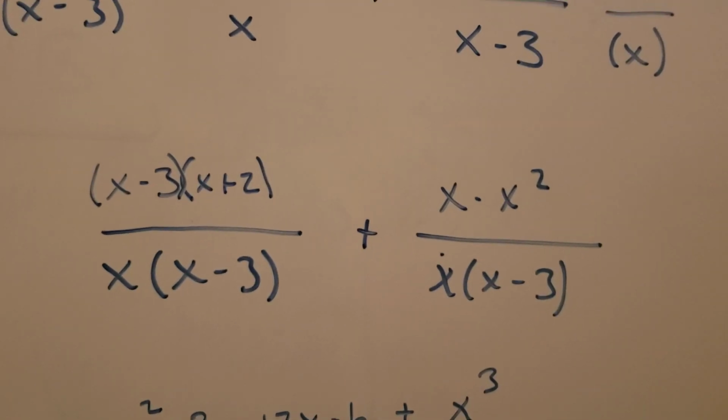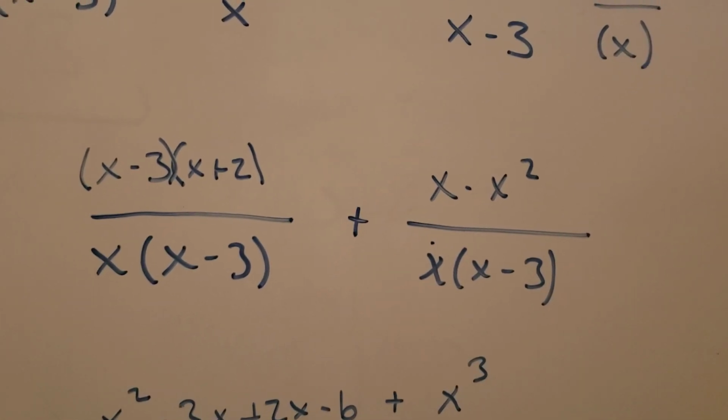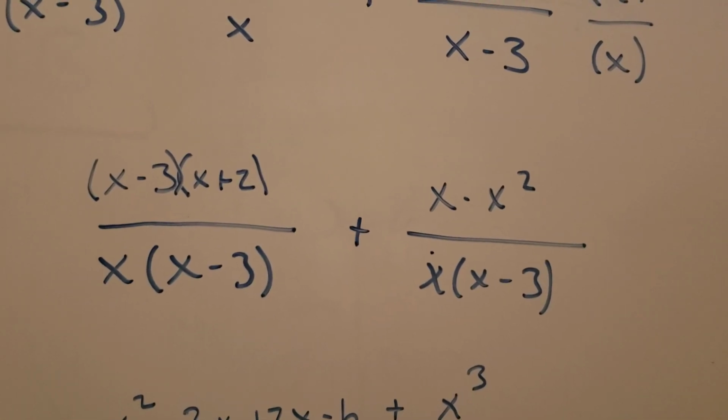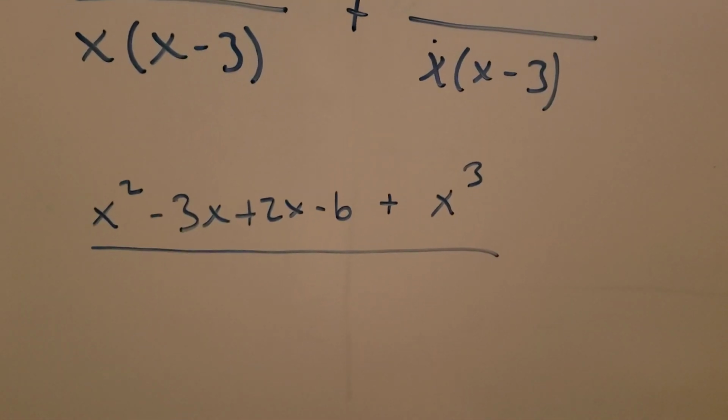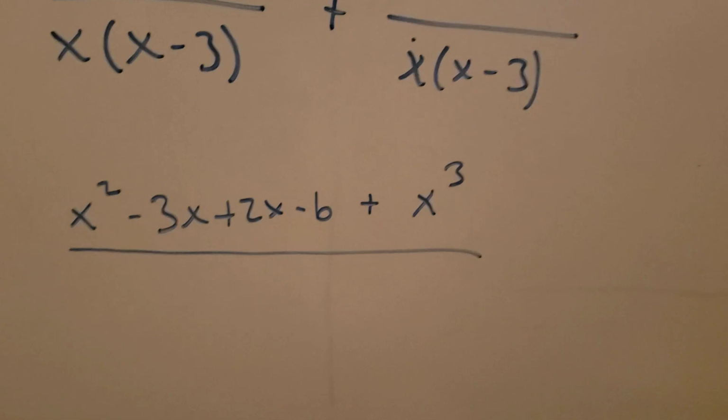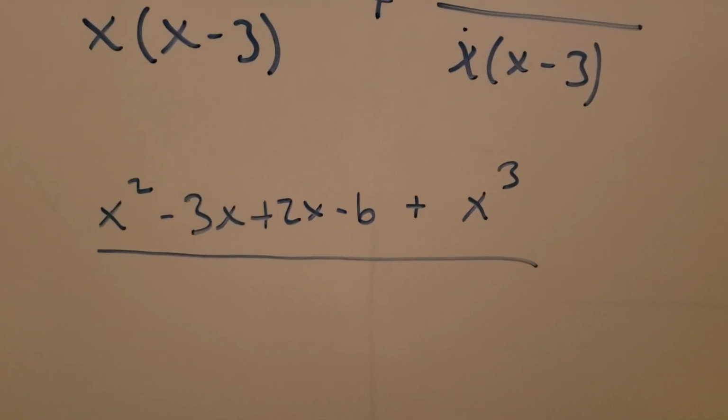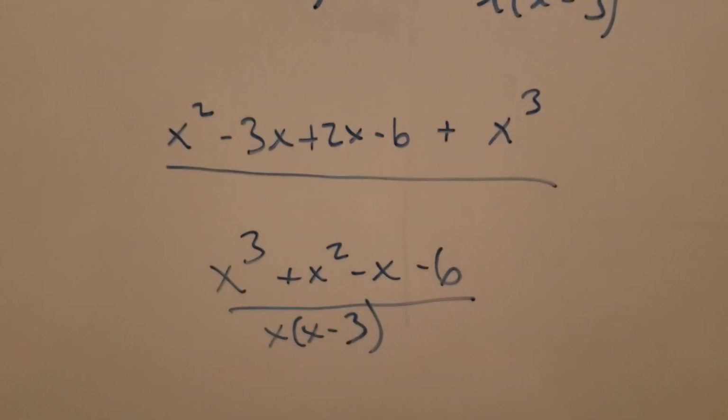Now I did the multiplication on the top. X minus 3 times x plus 2, and x times x squared. Now I realize I haven't shown you some of that stuff yet. So I did the math for you down here, and this is what I got. Now all that's left is simplifying it. So there we have it.